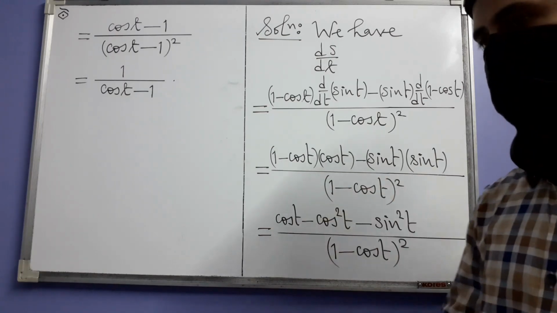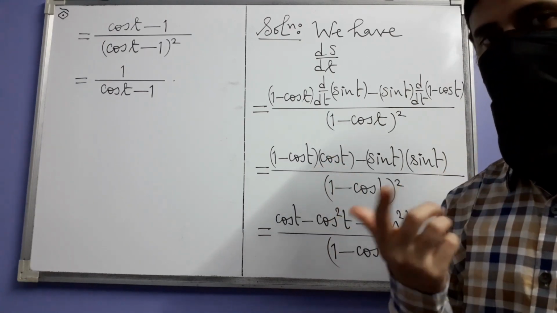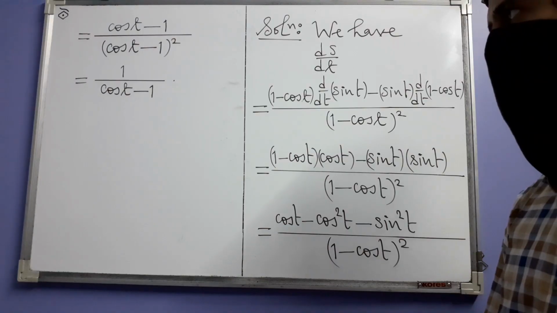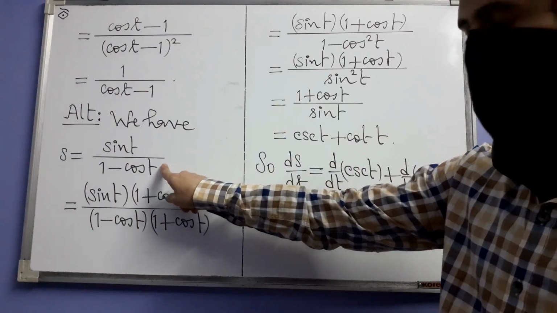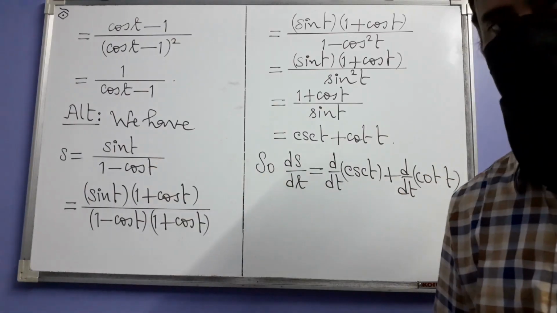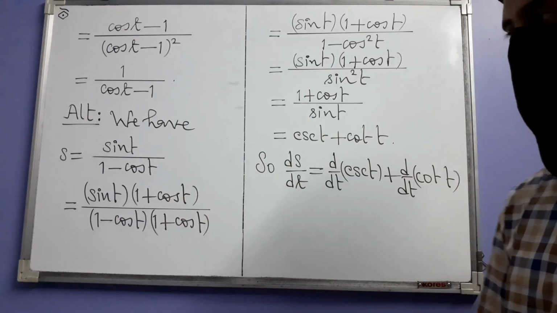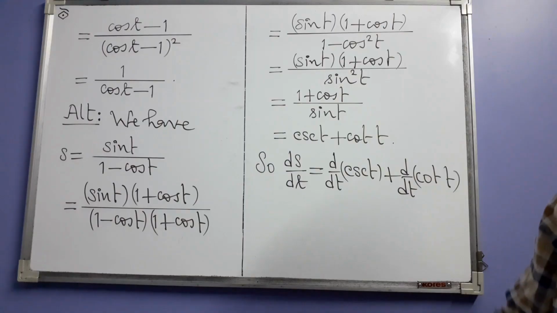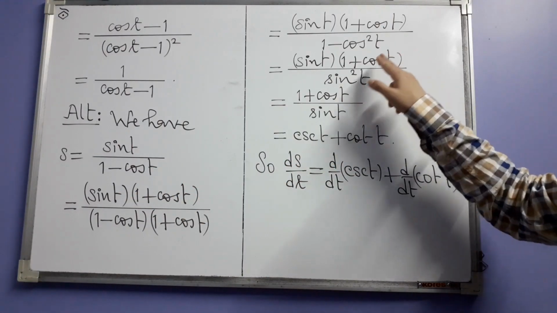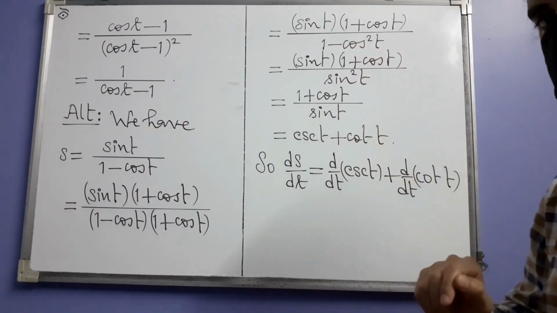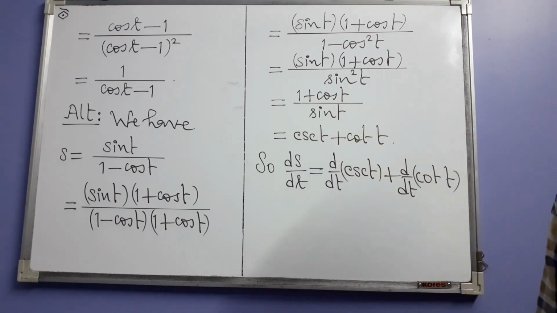Now in the alternative method, we are going to do something to the function itself first, and then we will differentiate it. So let's see. In this alternative solution, we start with the function s, which is sin t divided by 1 minus cos t. And then what we do, we multiply and divide by 1 plus cos t. So then the denominator becomes 1 minus cos square t, the numerator just stays this for a while. And 1 minus cos square t is sin square t. So after you do the cancellation, you get 1 plus cos t divided by sin t.